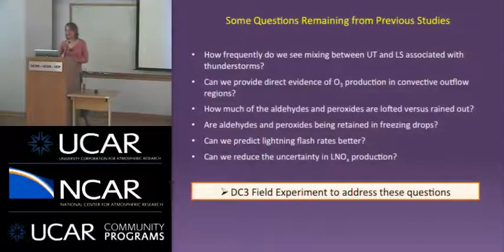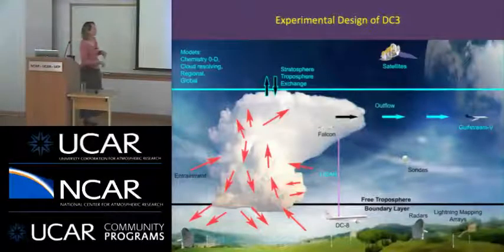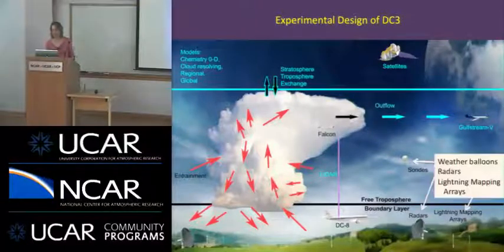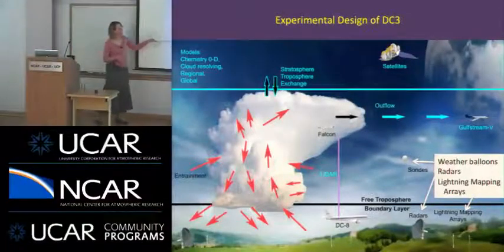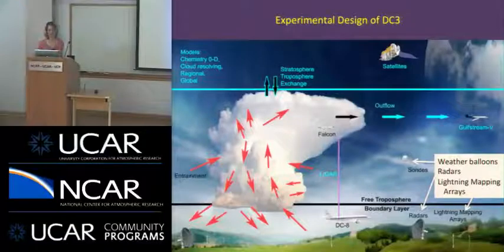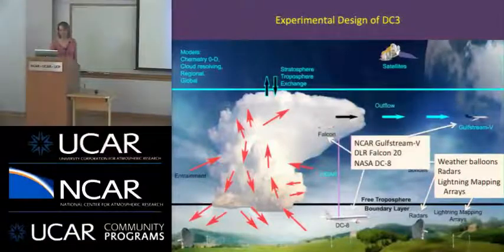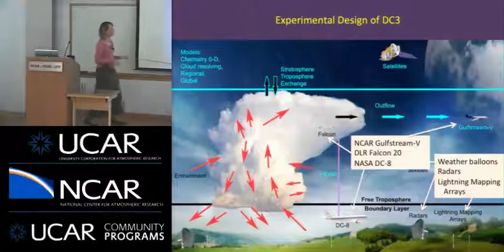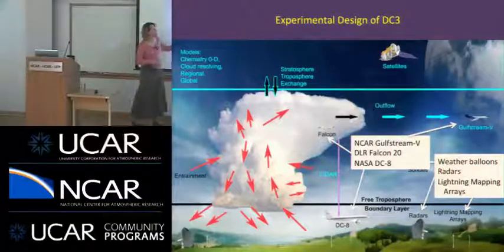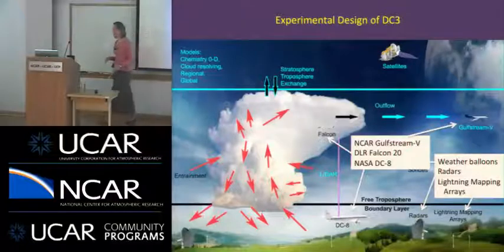The way that we did that in this experiment was to take advantage of a variety of facilities. We had ground-based radars and lightning mapping arrays that characterized the storm in terms of its kinematics, structure, and lightning activity. Then we had weather balloons launched in the environment of the storms to characterize the storm environment. There were 3 aircraft involved in the DC3 field campaign: the NASA DC-8, the DLR Falcon, and the NCAR Gulfstream 5 aircraft.